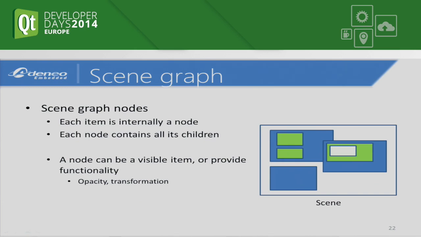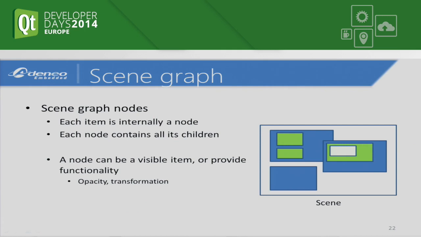So here we have, for example, one parent node, just like you have one parent item, you can think of it the same way, and three different elements that contain other elements, etc. Each node can optionally have children and a parent. A node can be a visible thing or just provide functionality, so you can have nodes that provide opacity, and another that provides transformation capability, to be able, for example, to rotate and transform the drawing of your component.